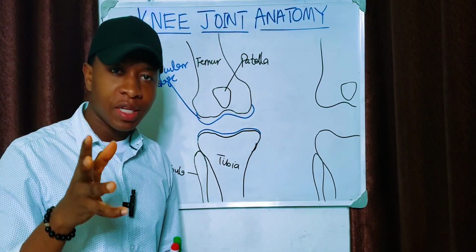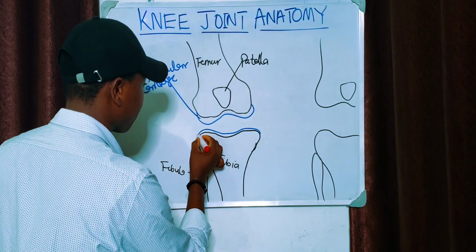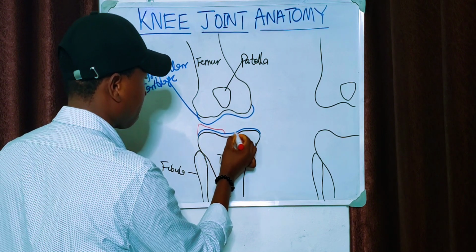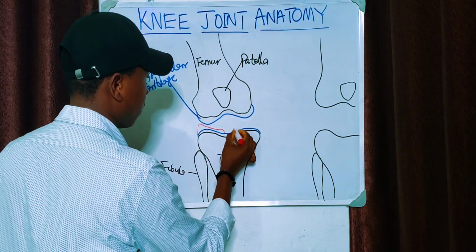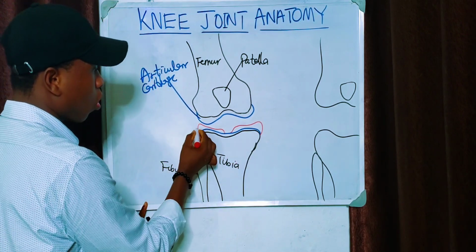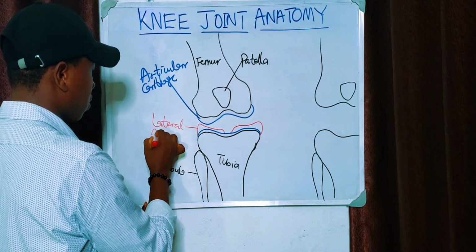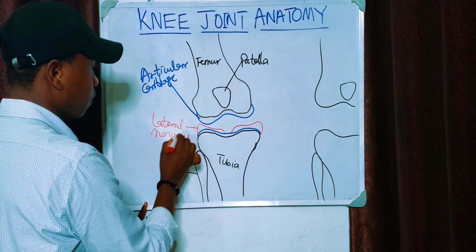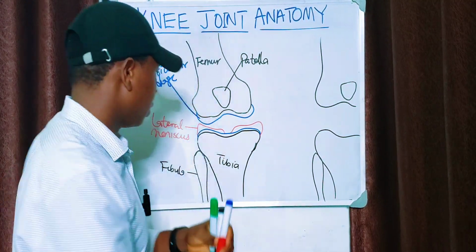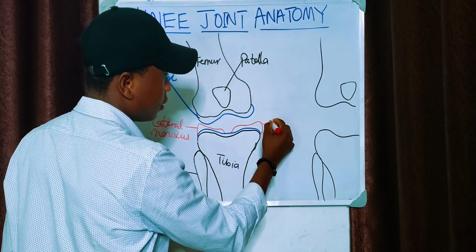Now, the next thing we are going to look at is what you call the meniscus. The meniscus sits right here. Then we have another here. This meniscus is called the lateral meniscus. Lateral means it sits at the side, outside the body. Then we have the medial meniscus, which is between the legs.